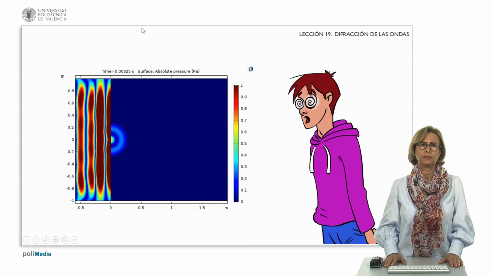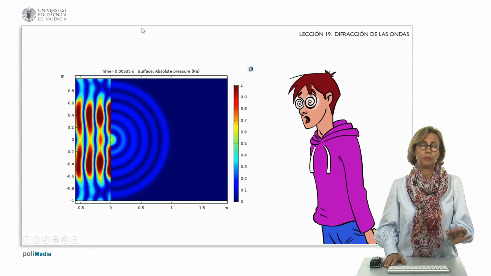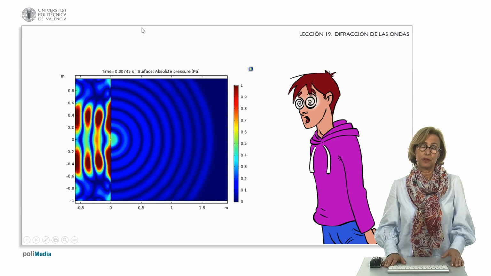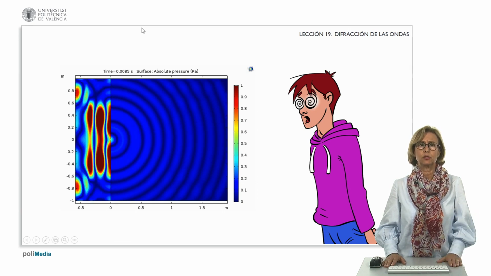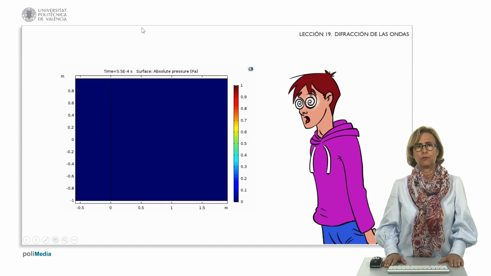Jota sees a wave front propagating. He encounters an obstacle. This obstacle is a small hole. And by the phenomenon of diffraction, which is the cause of this, he observes a wave front typical of a point source.